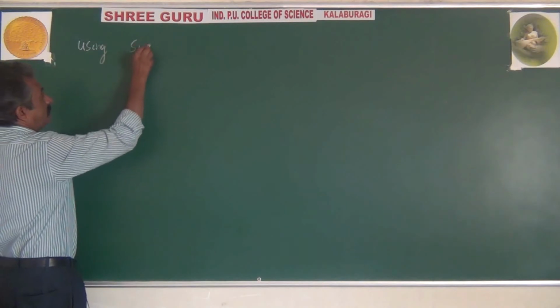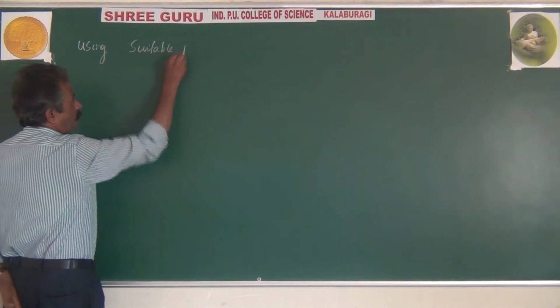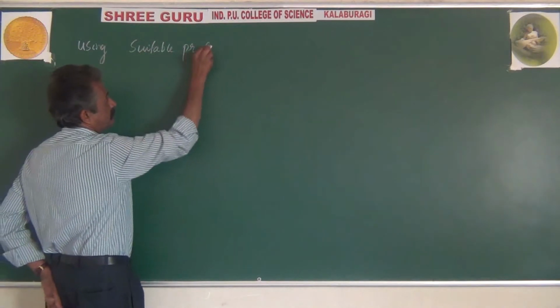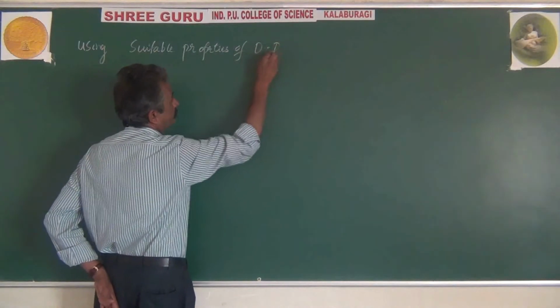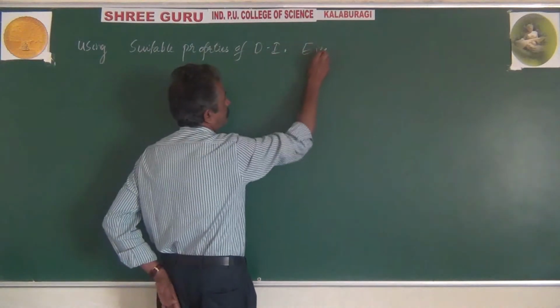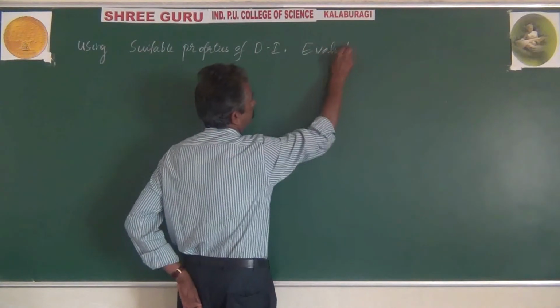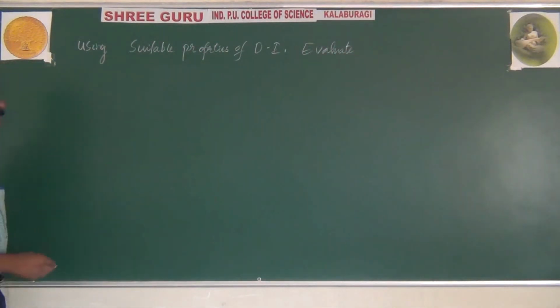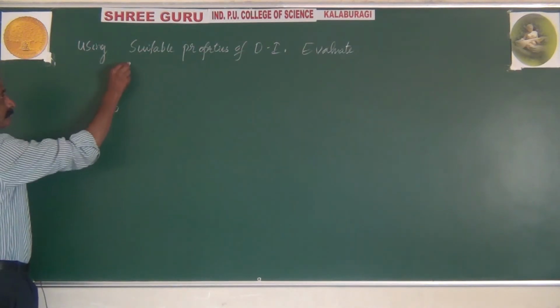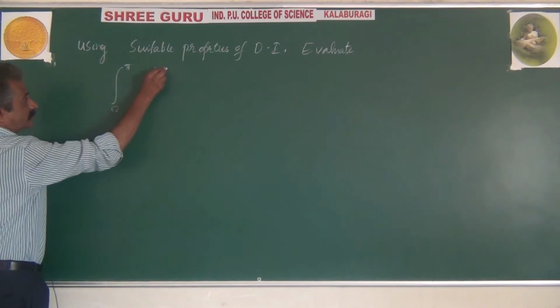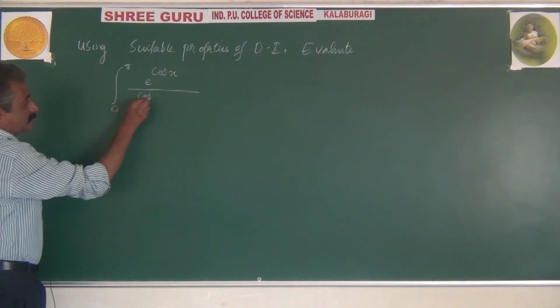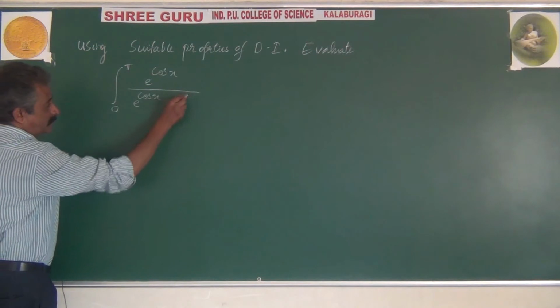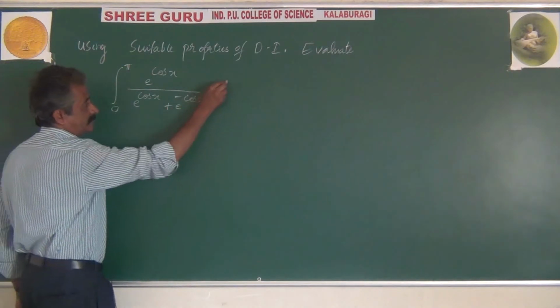Using suitable properties of definite integrals, evaluate integration 0 to pi e raised to cos x divided by e raised to cos x plus e raised to minus cos x dx.